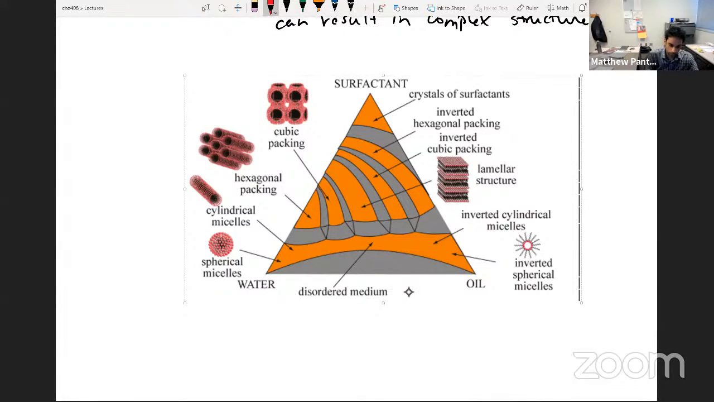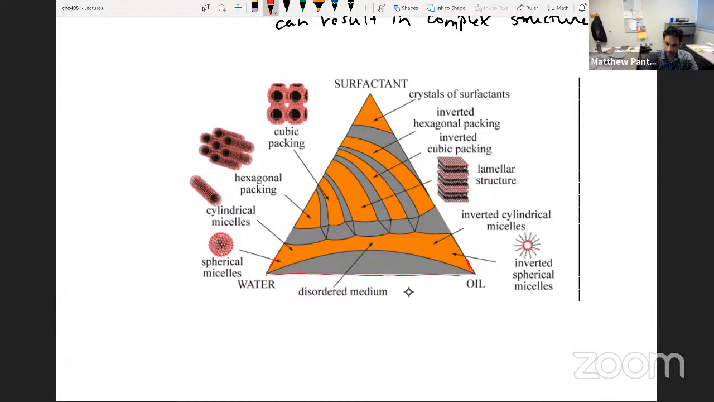Again, let me orient you a little bit in this diagram. On this line at the bottom, this is just mixtures of water and oil, right? So we have this sort of envelope here, and going up in this diagram is adding additional surfactant. So this line at the left would be just water plus surfactant. On the right, this would be oil plus surfactant.